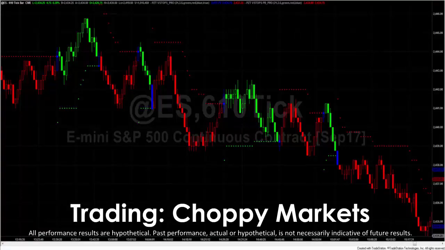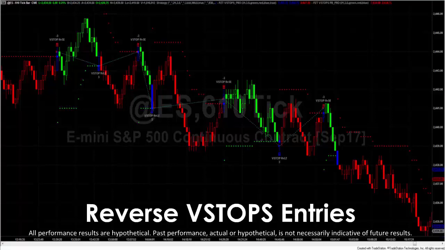This is a chart of the S&P E-mini from last week, and it was a very choppy day. You can see that we're going very quickly between greens and reds. One way that you can use the VSTOPS ProTrader is that we can create the settings on the VSTOPS ProTrader and reverse the trades.